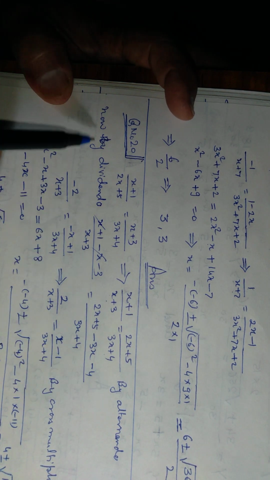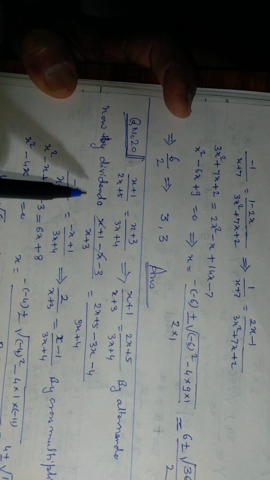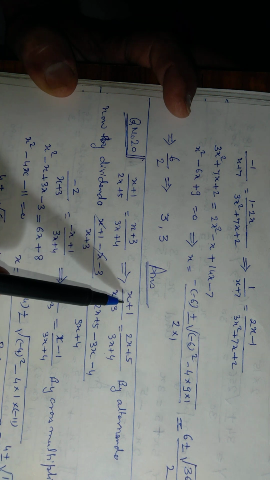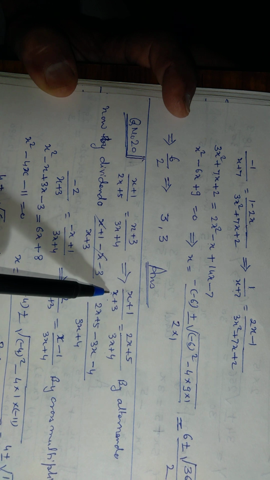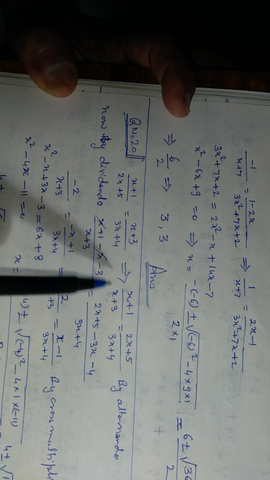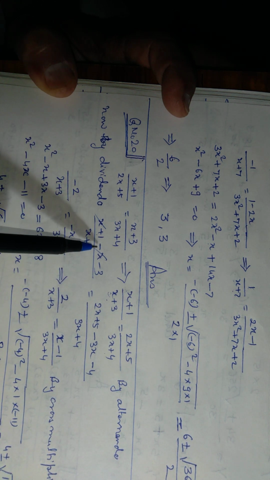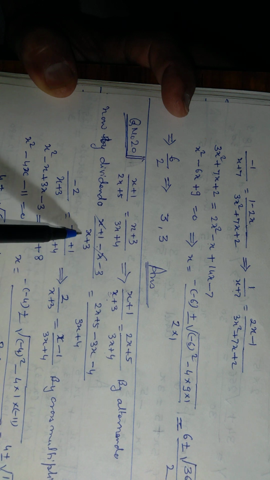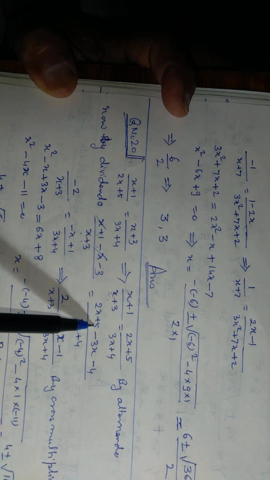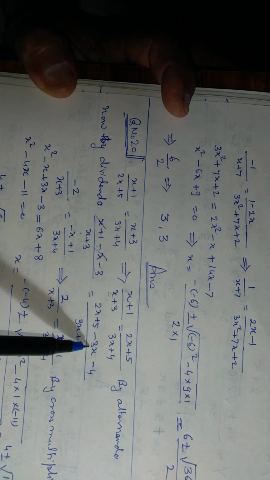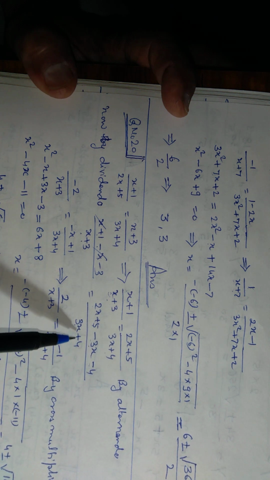So by alternando, I have just brought it like this here. I have written here. Now by dividendo again. You see, here is x, here is x. That is why I have used the alternando in order to bring the x. So now by dividendo, x plus 1 minus x minus 3 whole divided by x plus 3 equals 2x plus 5 minus the denominator, you see, minus 3x minus 4 whole divided by 3x plus 4.